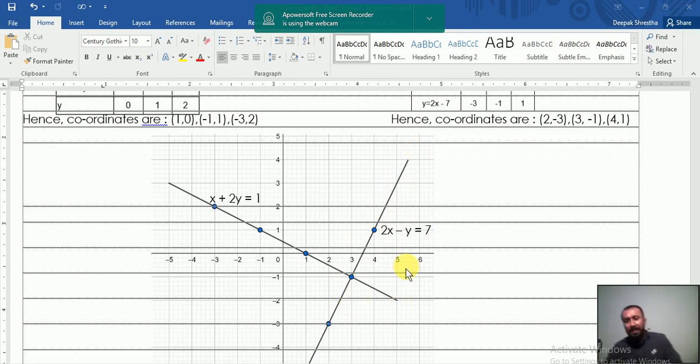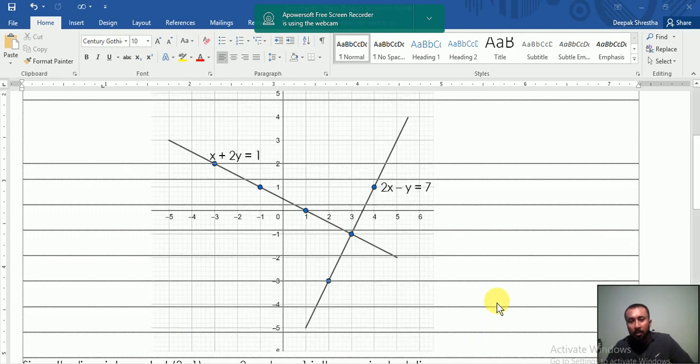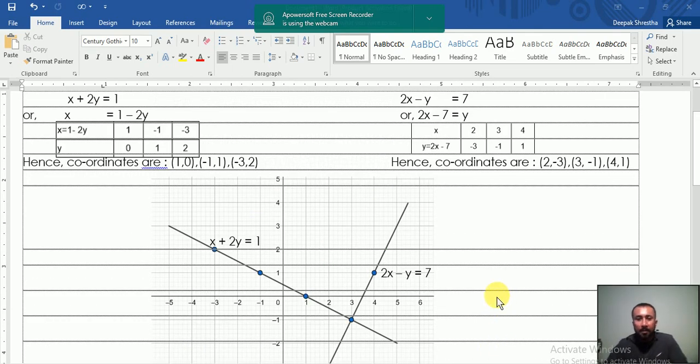Now if we see carefully, these two lines intersect at a point, and that point is 1, 2, 3 and minus 1. So it is (3, minus 1). So at last we will write: since the lines intersect at (3, minus 1), x is equal to 3 and y is equal to minus 1 is the required solution. This is how we solve by graphical method. I hope you enjoyed the video.